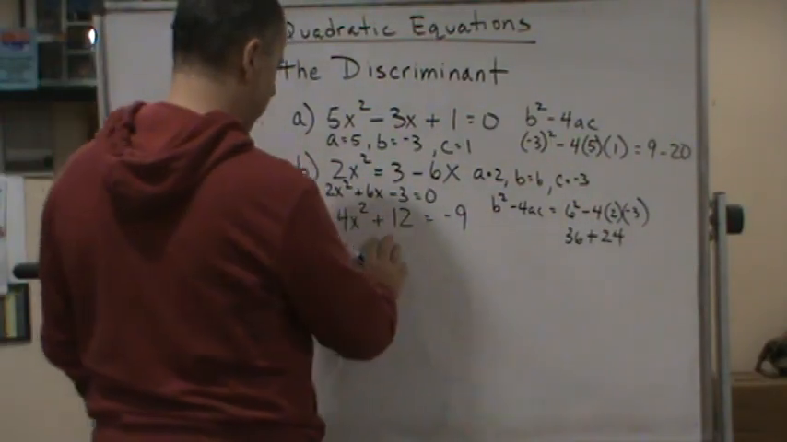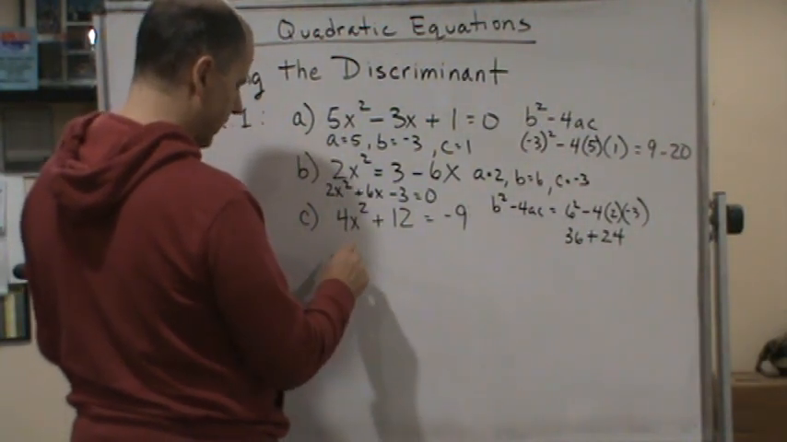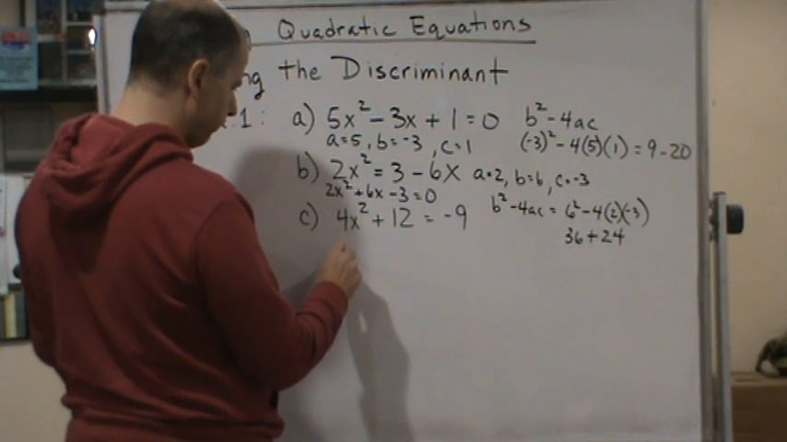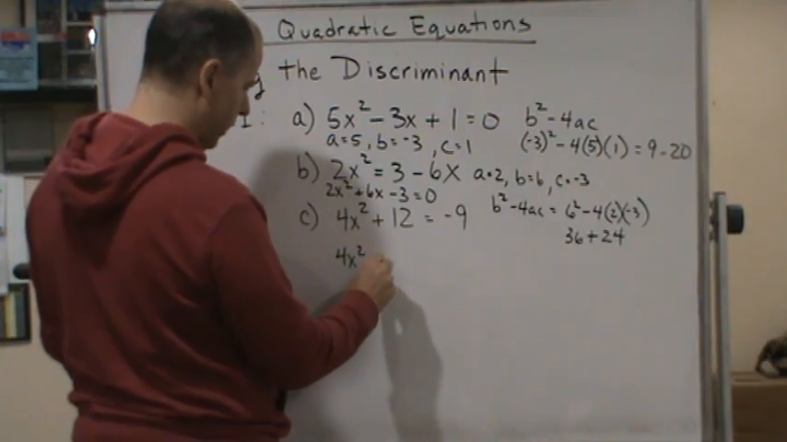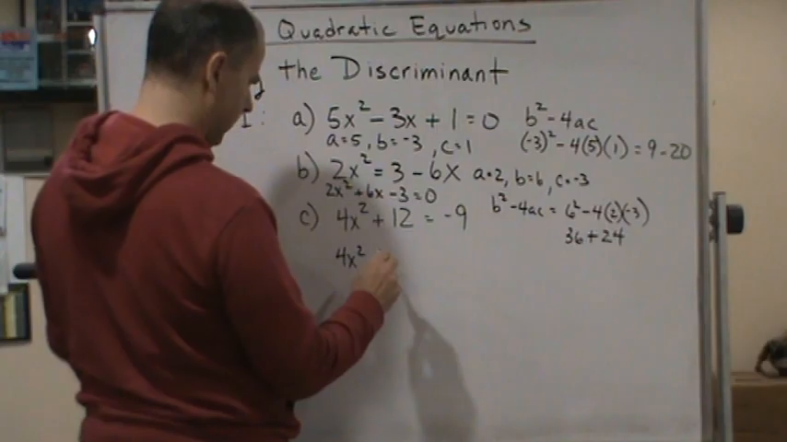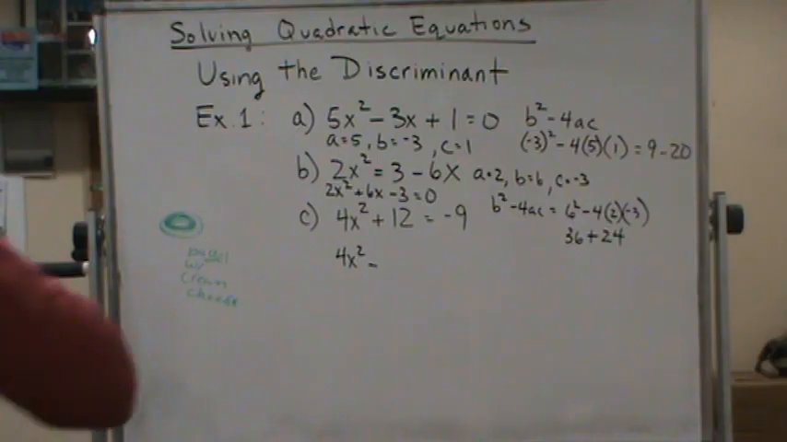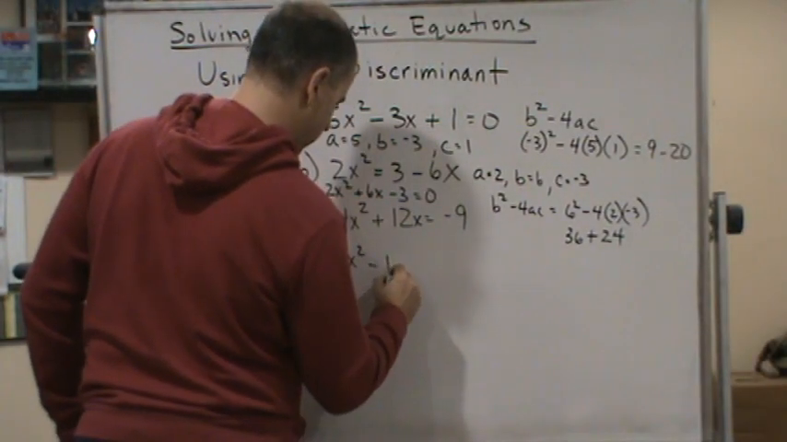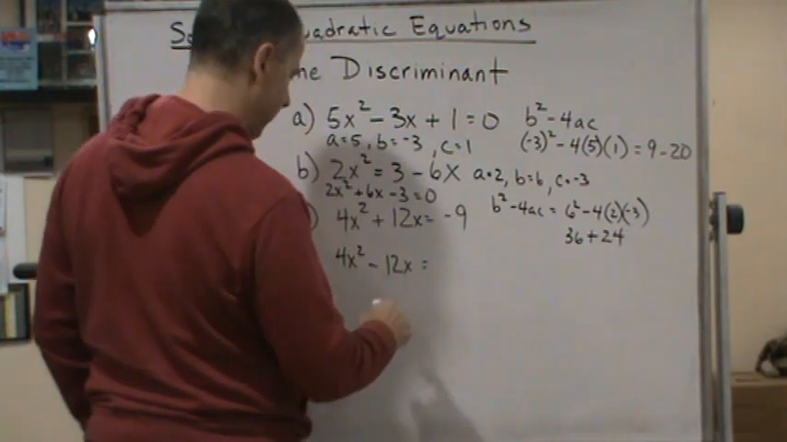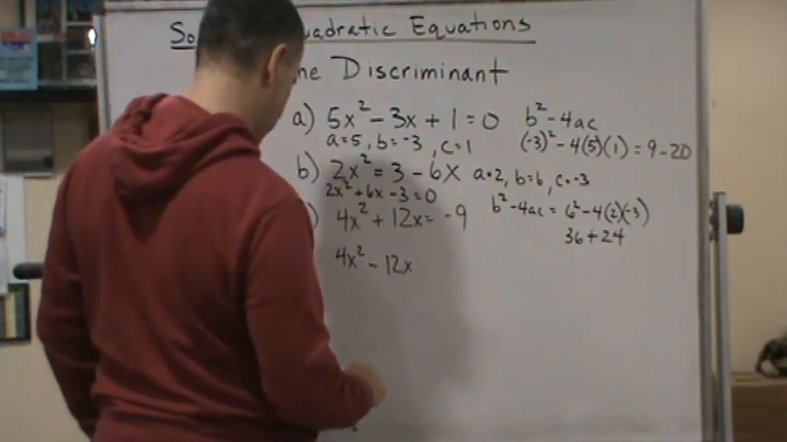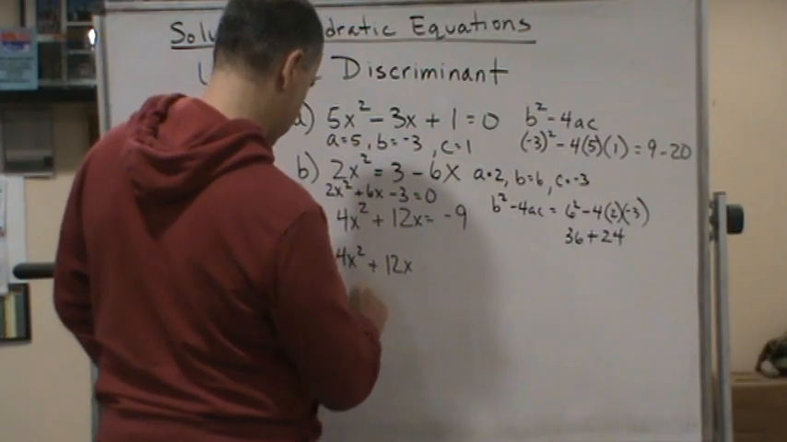Okay, now for the third one, again, I'm going to write it as a quadratic equation in standard form. So I get 4x squared. Oops, hold on, I think I wrote it down wrong. Oh, I think I'm missing an x. Let me see here. Yeah, it should be 12x. Okay, so 12x. This should be plus.